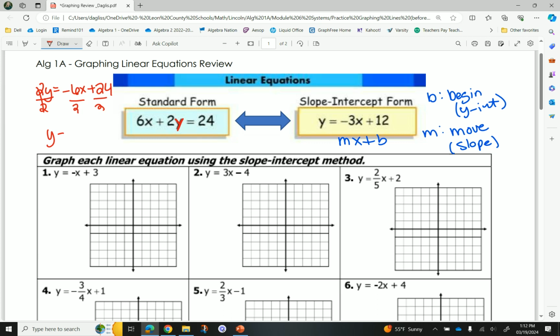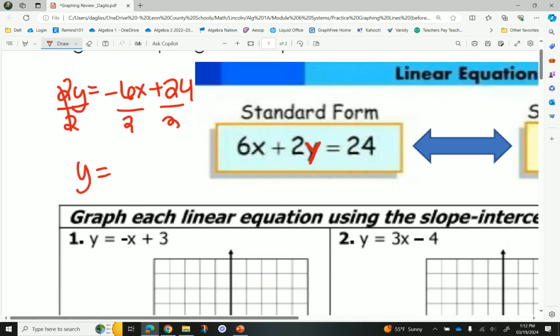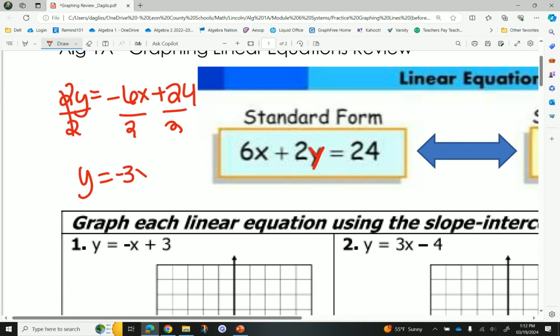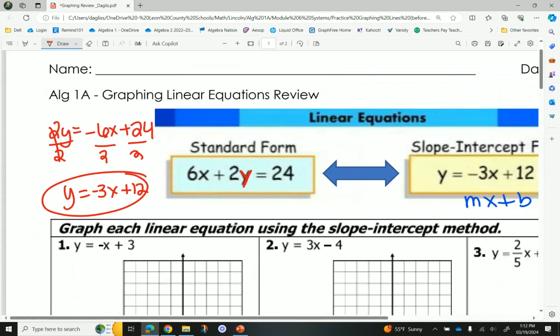So y is by itself. Negative 6 divided by 2 is going to give me negative 3. And then 24 divided by 2 gives me positive 12. And that is the same thing that's right next to it: negative 3x plus 12. So I might give them to you in slope-intercept form, which is the first part. And then I might give it to you in standard form, where you're going to have to rewrite and get the y by itself first. Always.